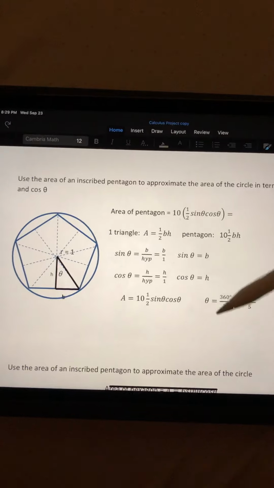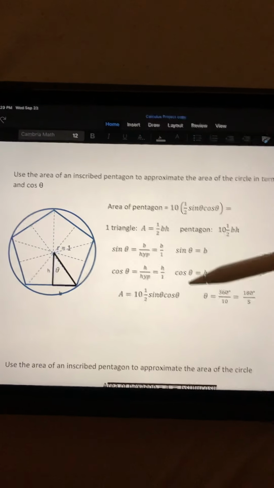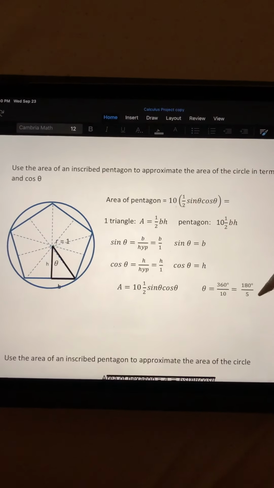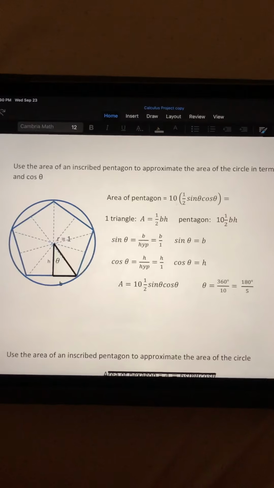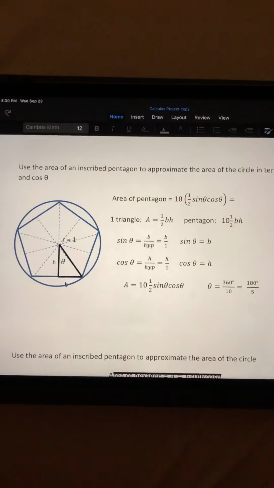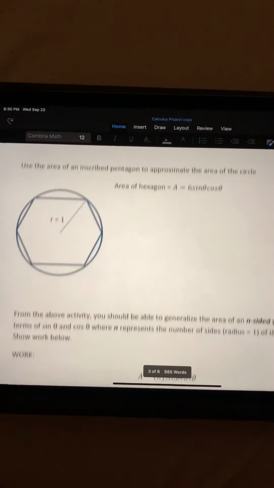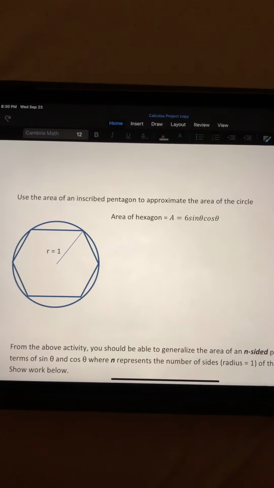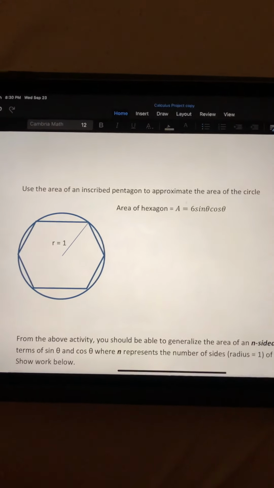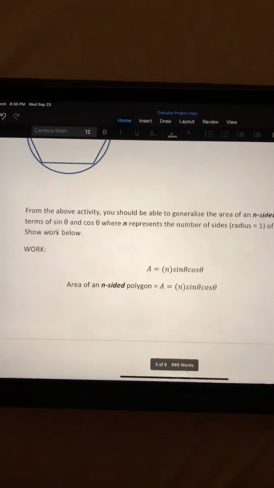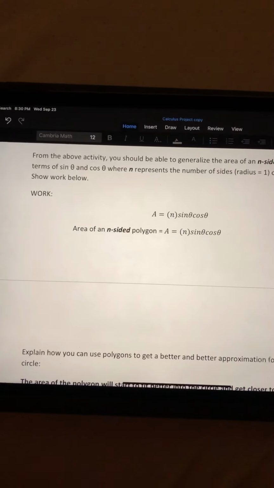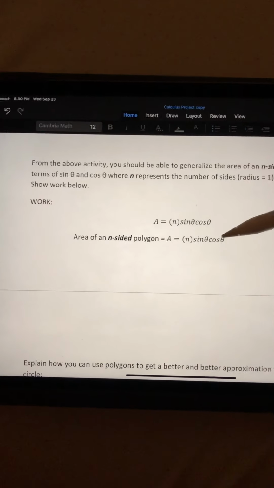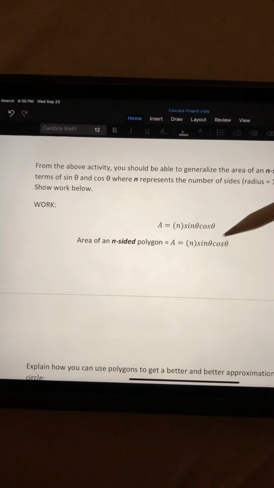So when this reduces, it reduces to 5, which is the number of sides of the polygon, times the sine of theta, which is 180 degrees over 5, and the same for cosine. So as you can see, the hexagon would be 6 times the sine of theta, which is 180 degrees over n, where n is the number of sides of the polygon. So again, here's the equation written out. It'd be n times sine times cosine of 180 degrees over n.